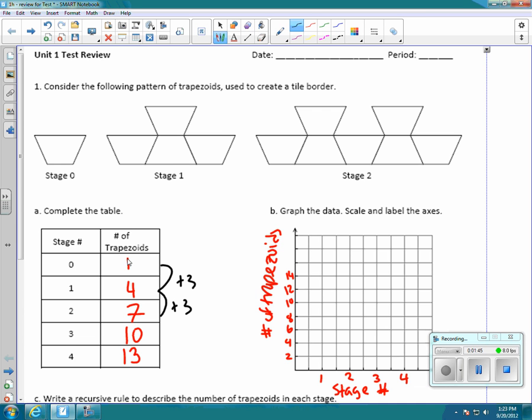And now this should be enough room for me to do it. At stage 0, I have 1 trapezoid, so I'm going to put it right in the middle there. At stage 1, I have 4 trapezoids. At stage 2, I have 7 trapezoids. At stage 3, I have 10 trapezoids. And at stage 4, I have 13 trapezoids. So I have, looks like a graph, right? A line right there, which is good.